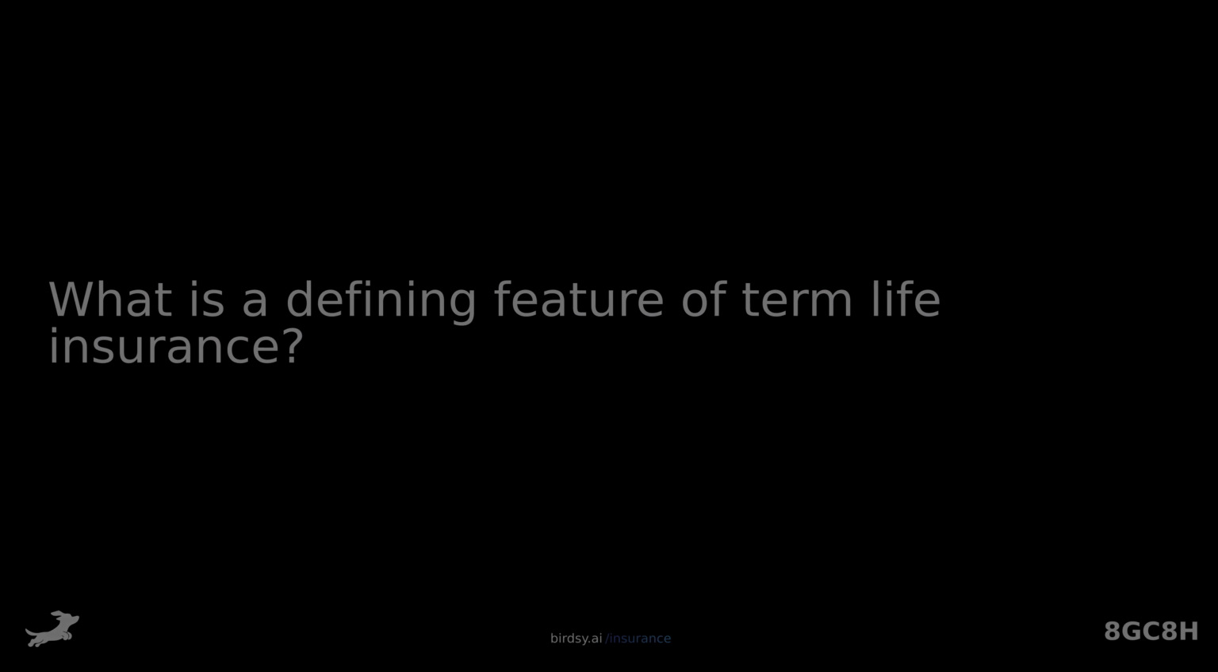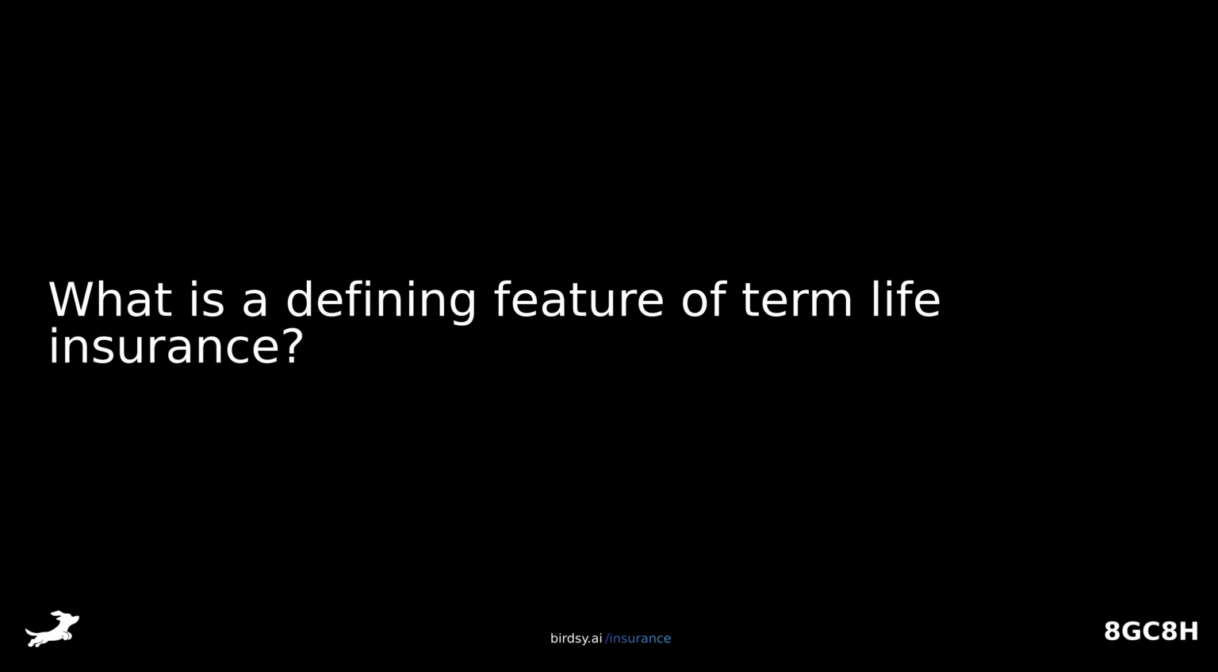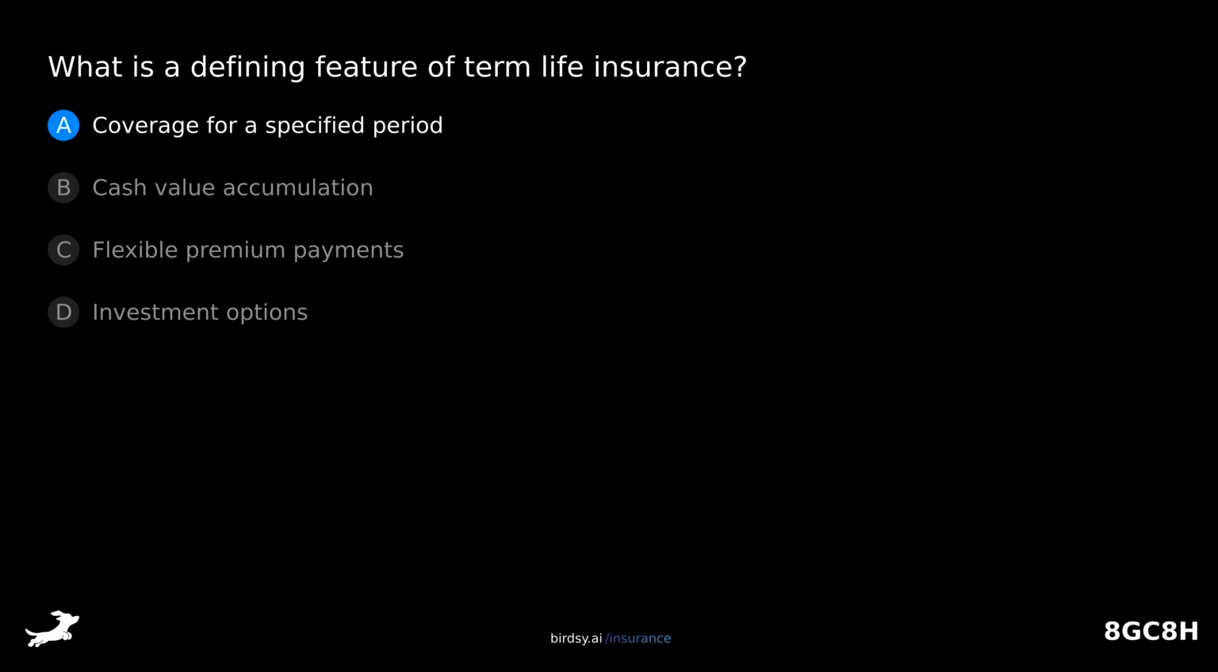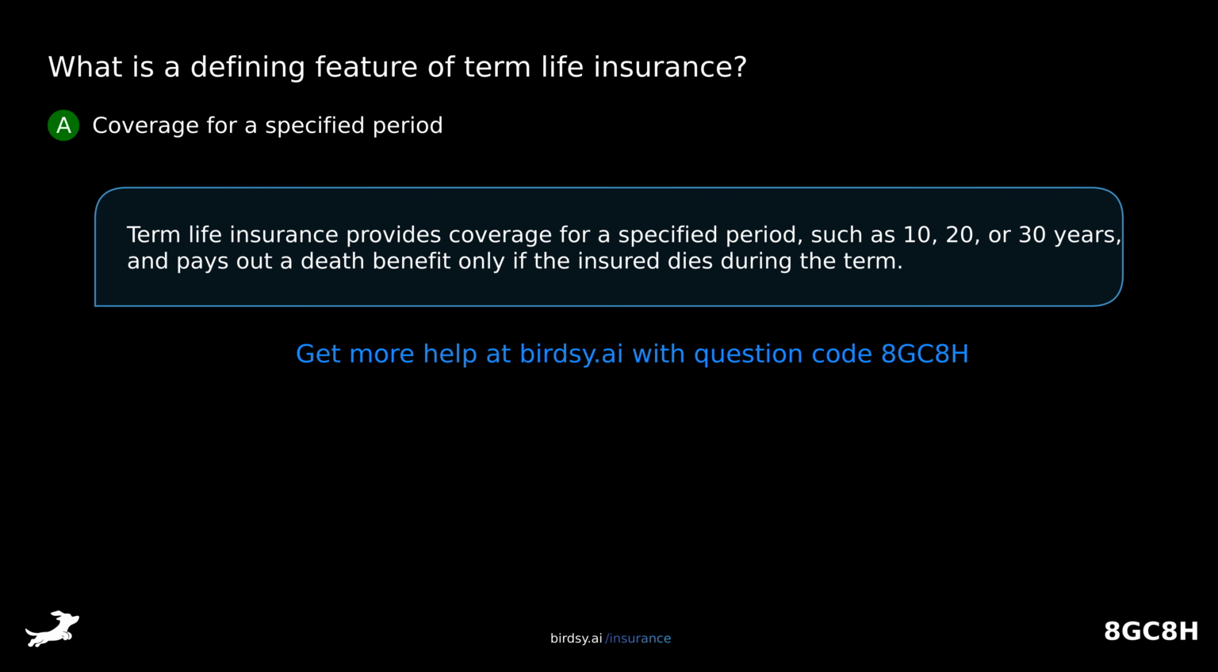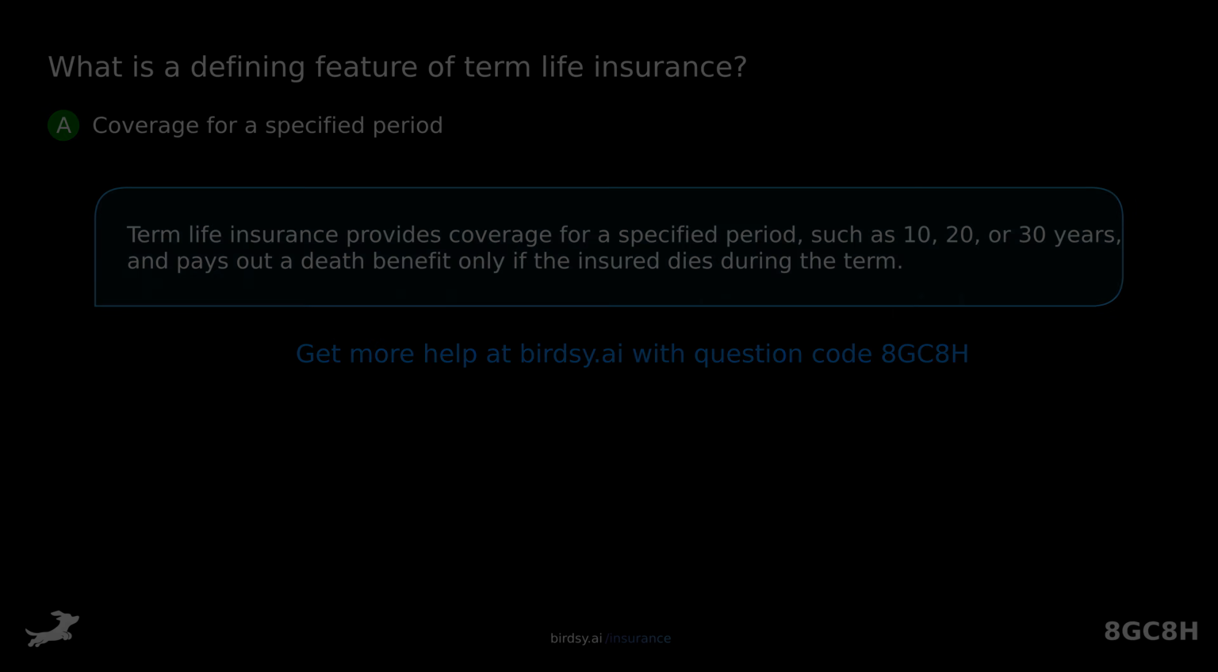What is a defining feature of term life insurance? Is it A. Coverage for a specified period, B. Cash value accumulation, C. Flexible premium payments, or D. Investment options? The answer is A. Coverage for a specified period. Term life insurance provides coverage for a specified period, such as 10, 20, or 30 years, and pays out a death benefit only if the insured dies during the term.